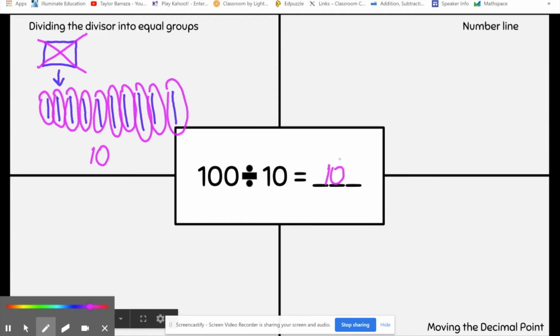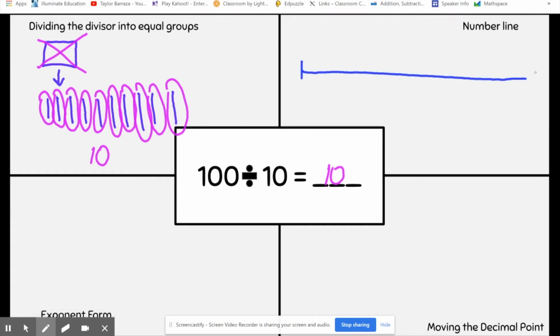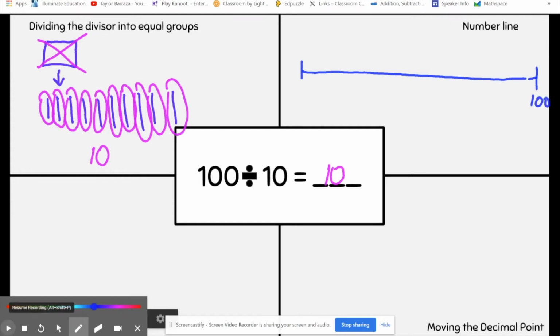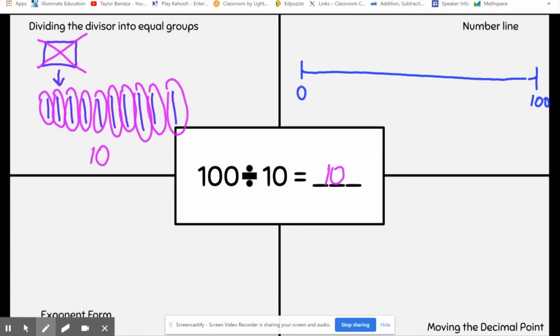I'm now going to use the number line strategy to double check my work. So I'll build my number line to show 0 to 100. Since I'm dividing by 10, I'm going to break it up so that I show tens on the number line.